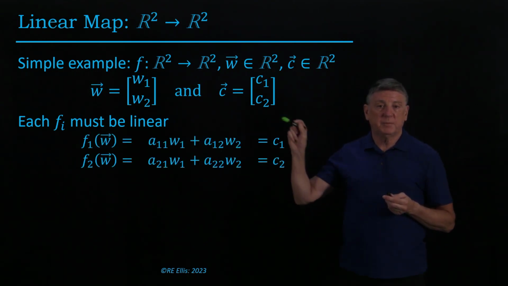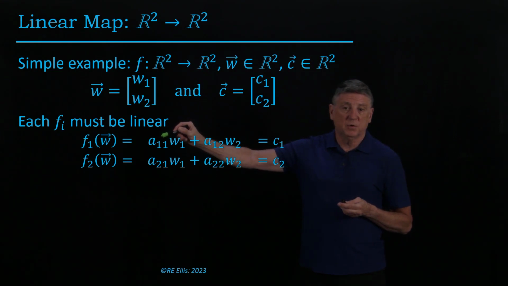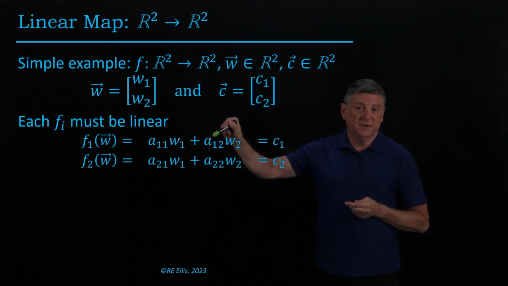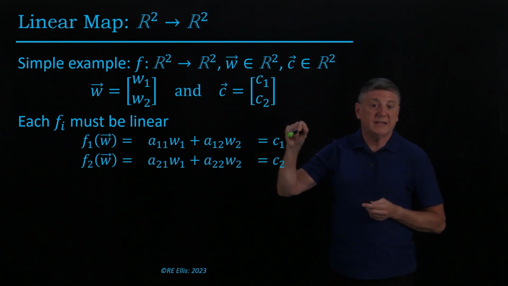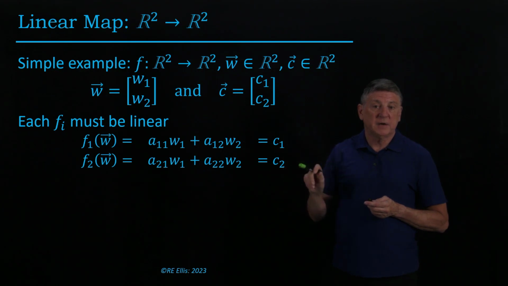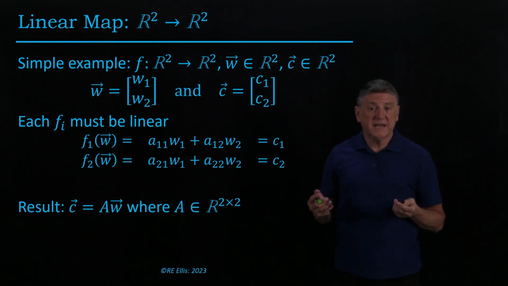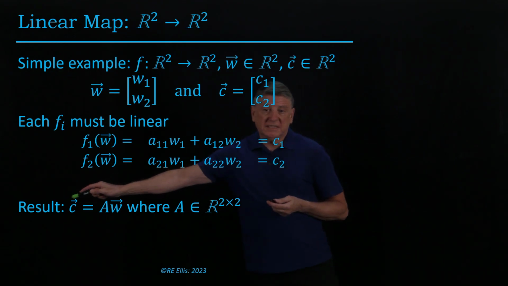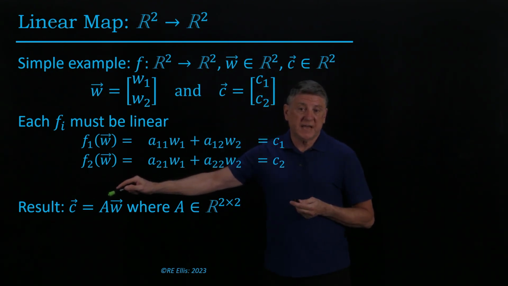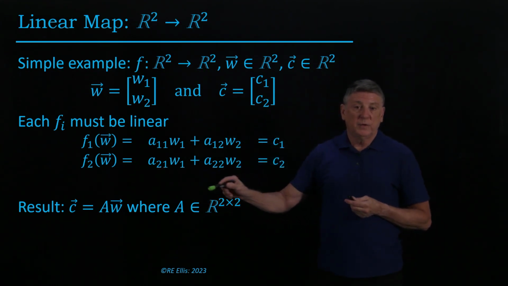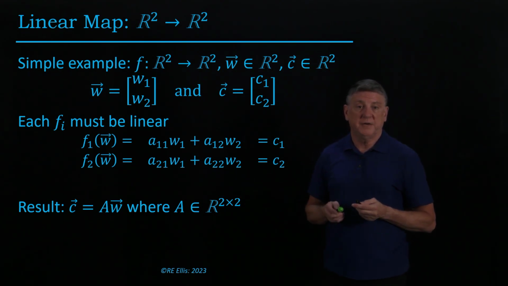So that means we could represent this as function 1 is some coefficient a11 times the first entry of w plus some other coefficient times the second entry of w, and that gives us the first entry of c. Likewise, the second function gives us a second linear function of c. What we then would say is that the result c is the result of taking a matrix A times the vector argument w, and now A, we say, has 2 rows and 2 columns, or it's a 2 by 2 matrix.